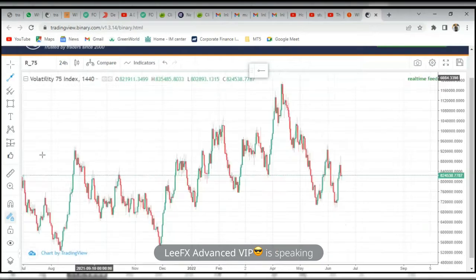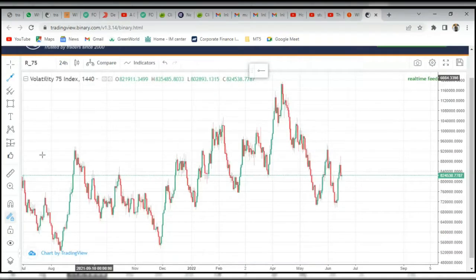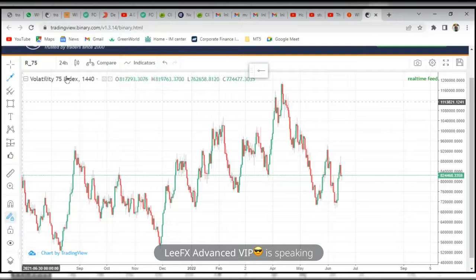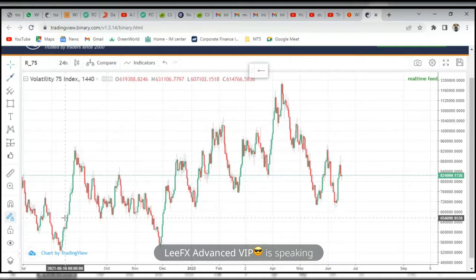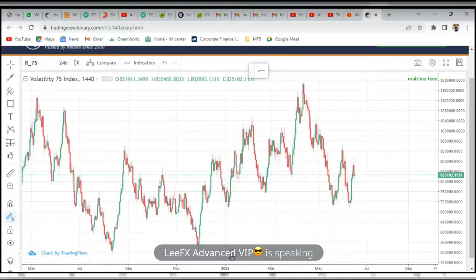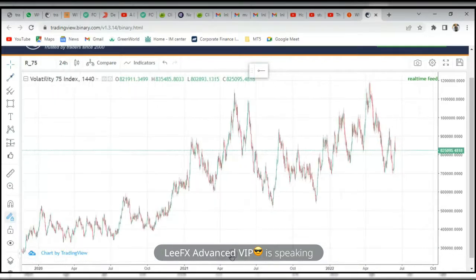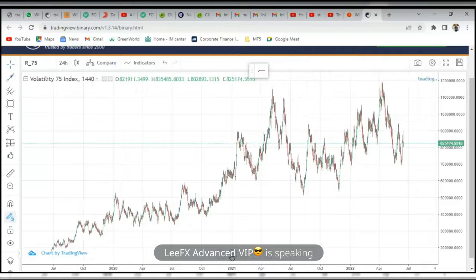I'm using binary.com, right? So no wonder on binary, the largest time frame is only 24 hours. So let us look at this. That is binary. We are looking at V75 in D1, which is 24 hours. So let me reduce the screen. What type of trend is this?